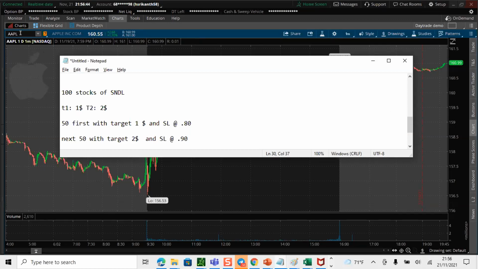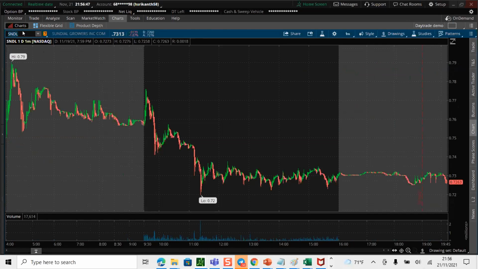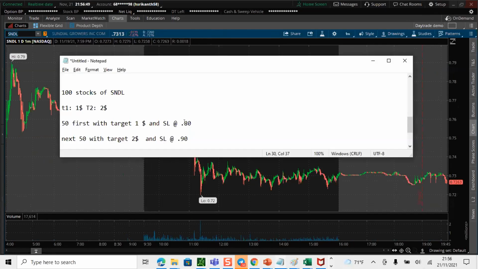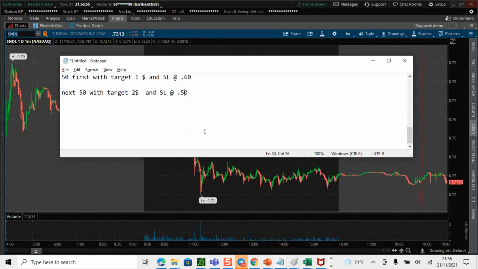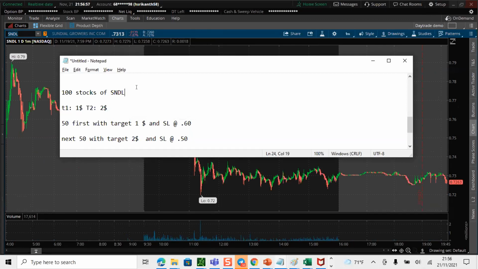So I know that SNDL, let me go back to SNDL here. Stock is 72 cents already, so maybe I'll change it to 60 here. I'll change it to 50. Okay, I am buying 100 stocks of SNDL at 72 cents, and I wanted to sell it in an incremental order. Basically, I wanted to sell 50 with the first target $1 and the next 50 target $2, but a different stop loss. And how can you do this?